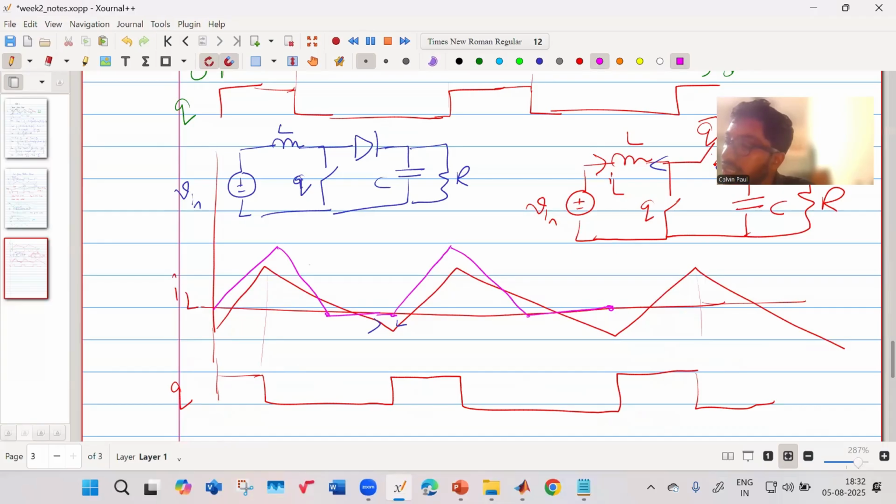So this is known as DCM operation. When your diode comes into the picture, and because of the diode, your current is not able to go negative. And this is known as continuous conduction mode. When even though your current is very low, your current is able to go negative. Okay? This happens when we are using this mode. And DCM happens when we are using this mode of operation.